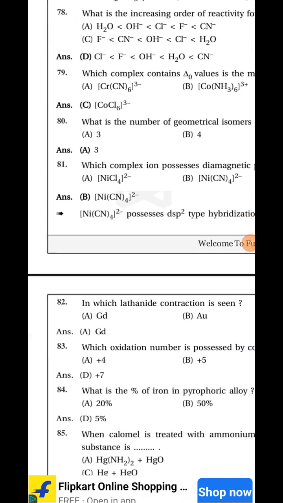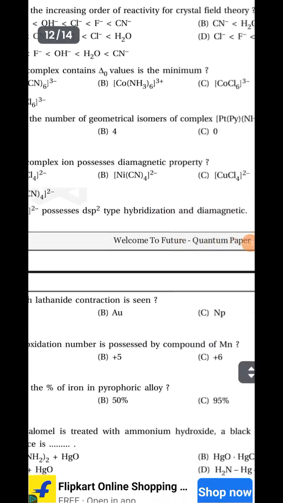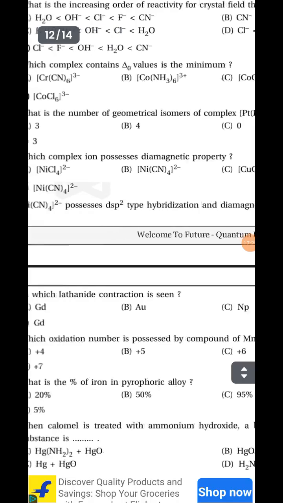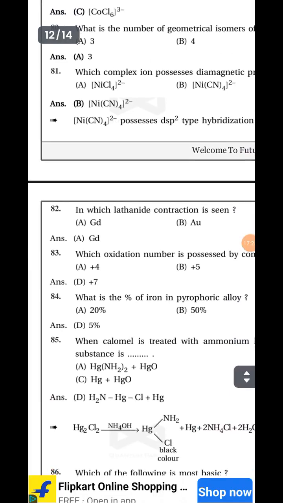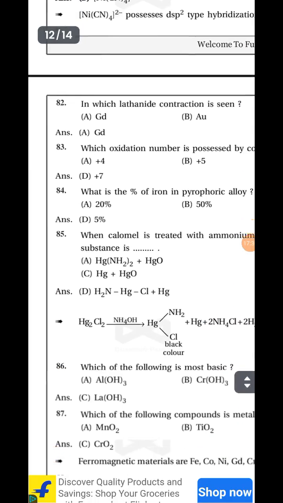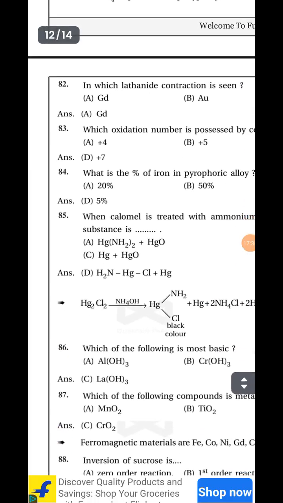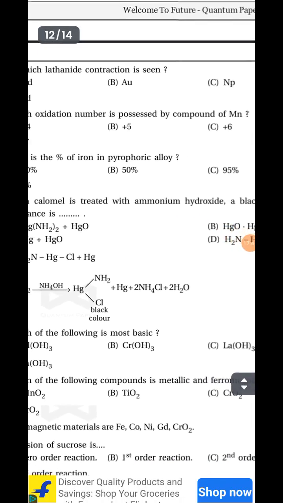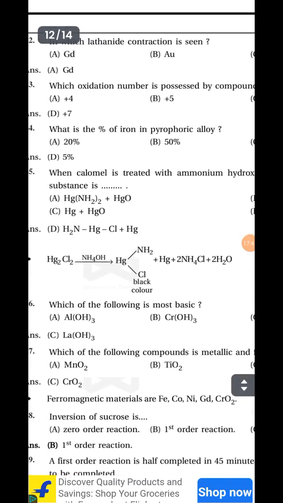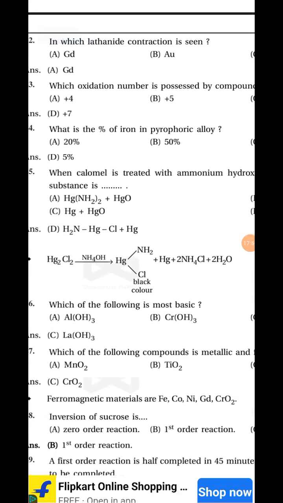You can say that gallium. Which oxidation number is possessed by a compound of Mn? That is +7. What is the percentage of iron in pyrophoric alloy? That is 5%. So here, which of the following is most basic? This is from the f-block, that is lanthanum hydroxide. It is the most basic. Which of the following compounds is metallic and ferromagnetic? Chromium, that is your oxide.